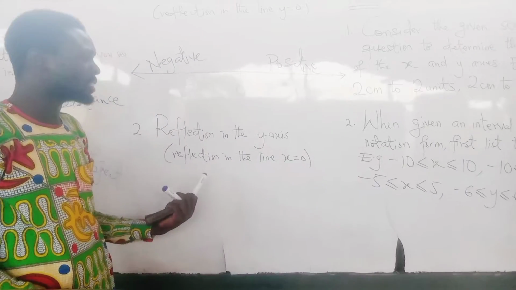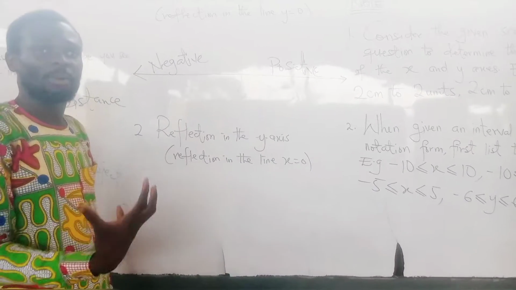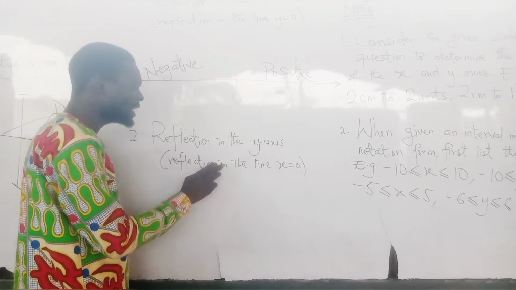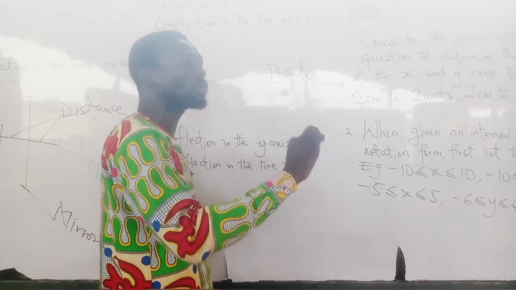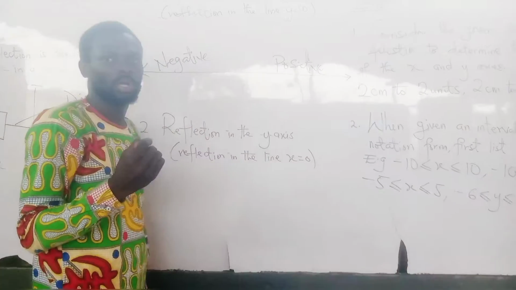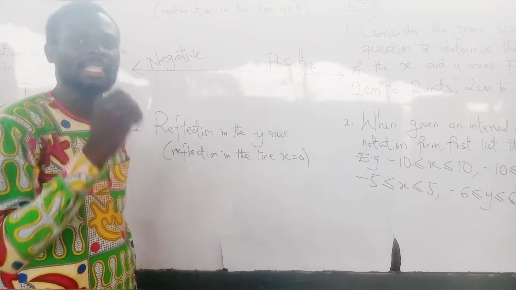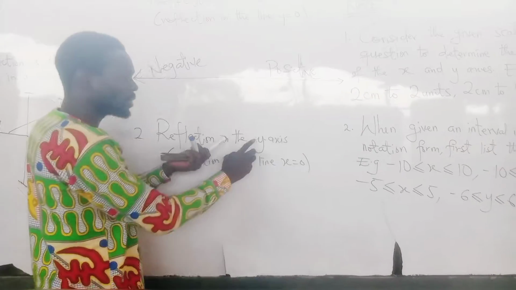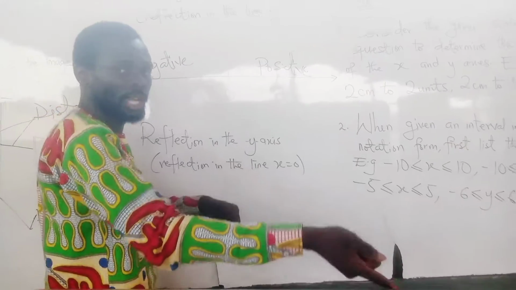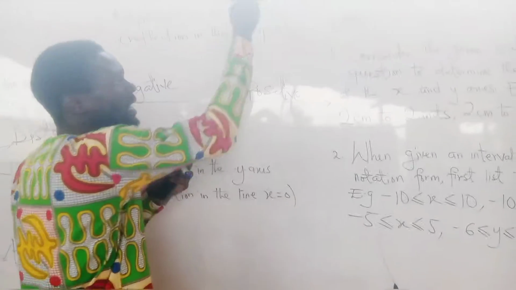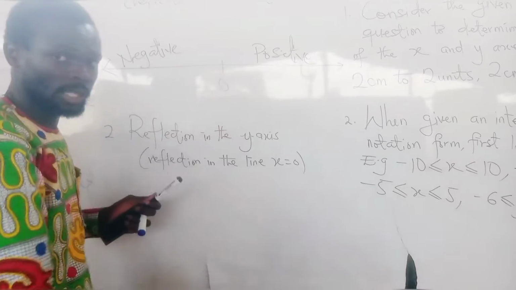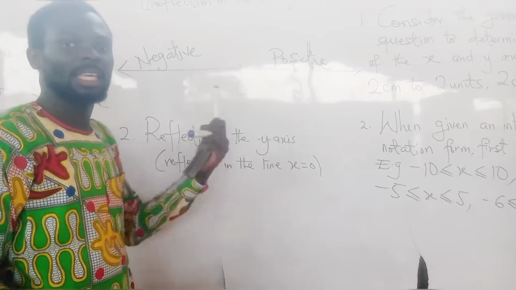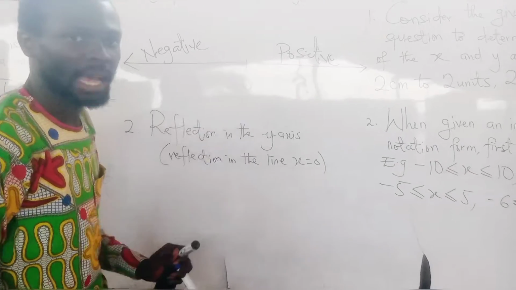And the y-axis, reflecting an image in the y-axis is the same as reflection in the line x is equal to 0. So you can see that the y-axis takes x is equal to 0, and the x-axis takes y is equal to what? 0. So when you see the line x is 0, it means reflect in the y-axis.